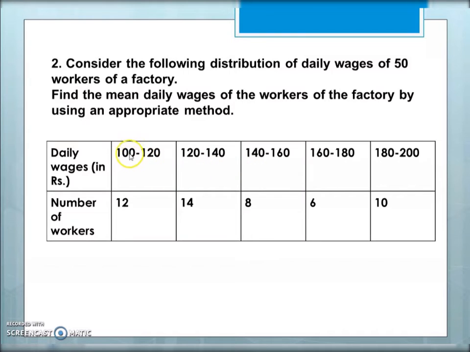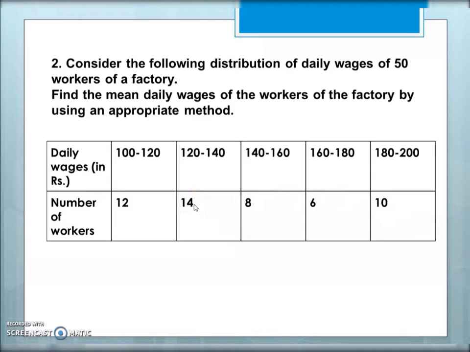So for example, here it's 100 to 120. So you will add both and divide by 2. So you will get 110 as the xi. So first step is to find that. Then number of workers, these are the frequencies given to you. So these are the fi's.